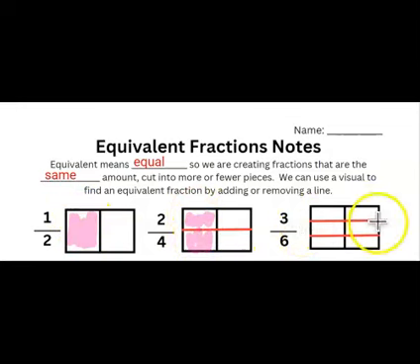If we add another red line going through all of the pieces and color in the same amount of the rectangle, that would be 1, 2, 3 pieces colored in out of 1, 2, 3, 4, 5, 6 total pieces. So that would make our fraction 3/6. Again, if you look at all the rectangles, you can tell they are all the same amount, just in smaller pieces for 3/6, slightly bigger pieces for 2/4, and one really large piece for 1/2.